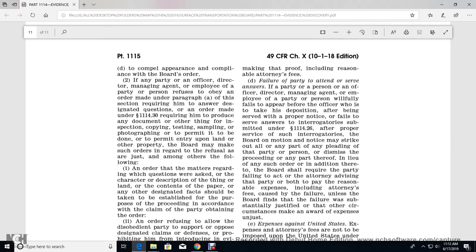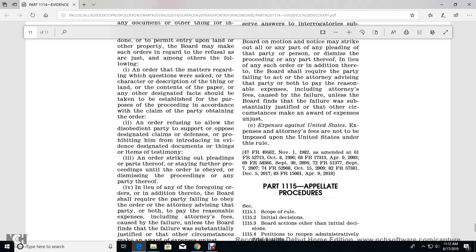or the requirement of answering the designated question, or an order made under 1114.30 requiring them to produce any document or other thing for inspection, copying, testing, and sampling, or photographing, or to permit entry upon land or other property, the board may make such orders in regard to the refusal as are just, and among others the following: an order that the matter regarding which the question was asked, the character or description of the thing or land, the contents of the paper, or any of the designated facts shall be taken as established for the purpose of the proceeding in accordance with the claim of the party obtaining the order; an order refusing to allow the disobedient party to support or oppose the designated claim or defense, or prohibiting him from introducing evidence of the designated documents, things, items, or testimony.